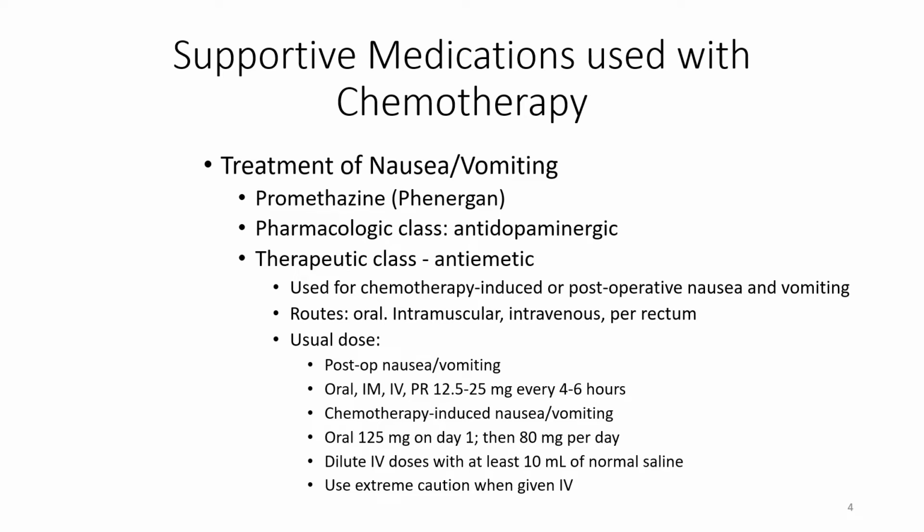This medication must be diluted with at least 10 milliliters normal saline. It is very caustic to the vein and it burns. Most of the time you're going to see this as an IV piggyback if it even gets ordered, so it doesn't destroy the veins, because chemotherapy patients don't have very good veins to begin with. Oral 125 milligrams a day on day 1 and then 80 milligrams a day. Again, that's a chemotherapy dose. There are some other doses here. So Phenergan, powerful drug, caustic to the vein, must be diluted if given IV, preferably given IV piggyback.